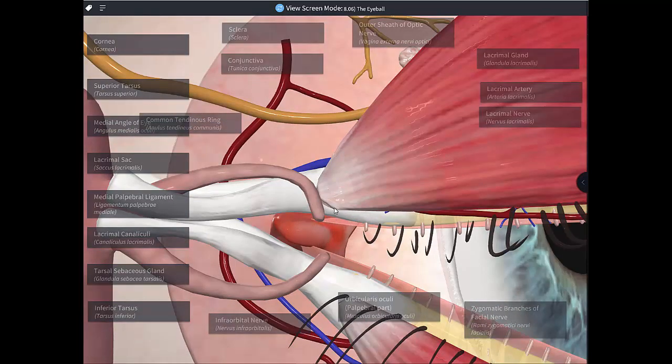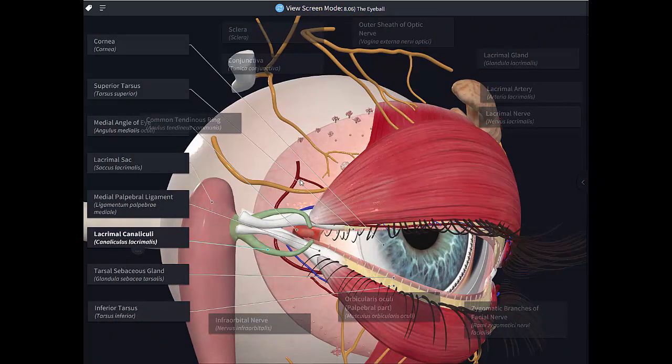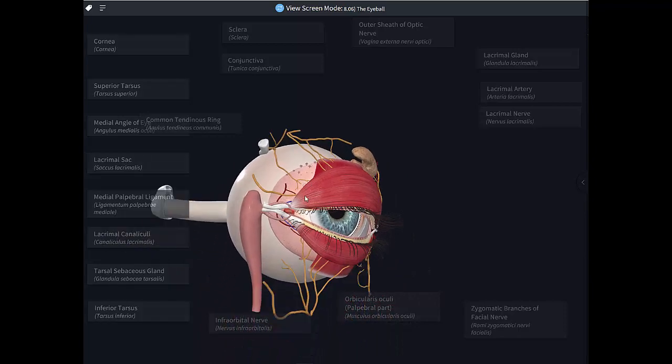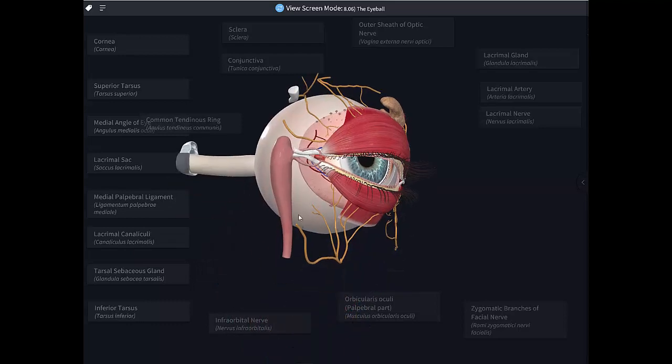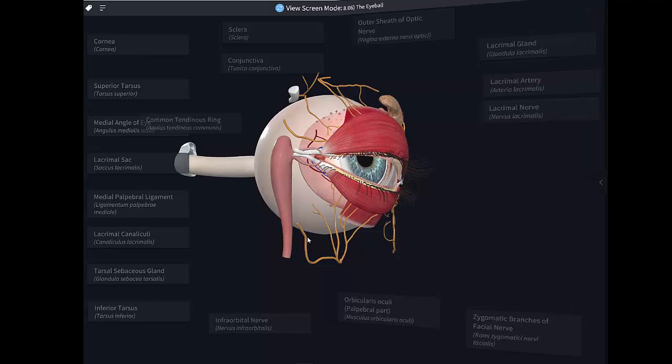It's basically a shallow little reservoir for tears before they then drain into the lacrimal canaliculi, and from the lacrimal canaliculi into the lacrimal sac, and then from the lacrimal sac all the way down through the nasolacrimal duct. That would be a little bit further down here, which then will empty into the inferior meatus of the nose.